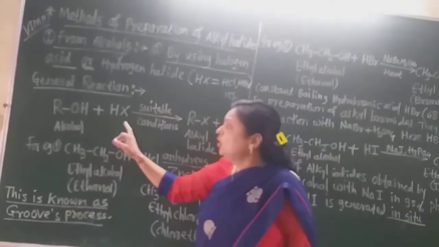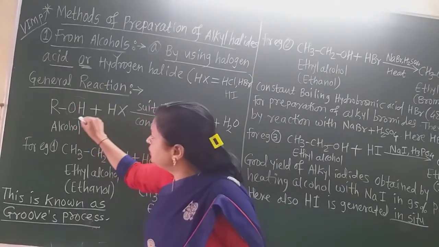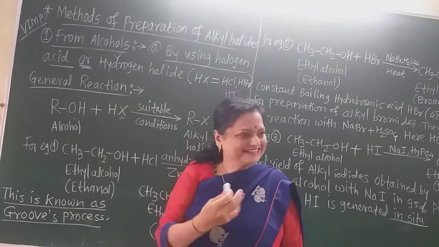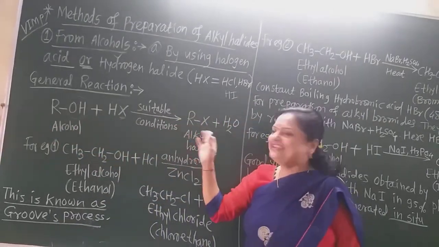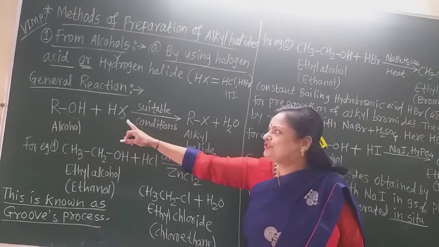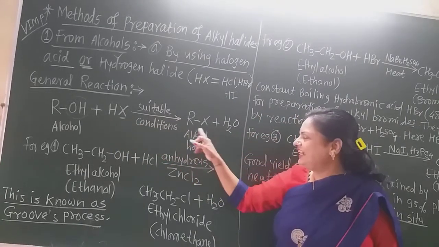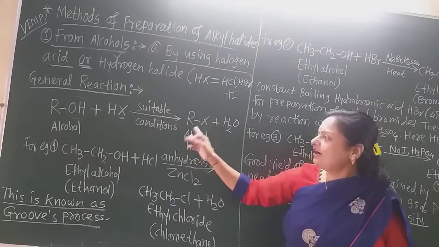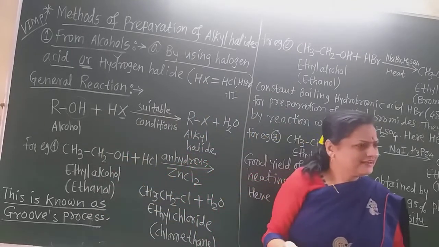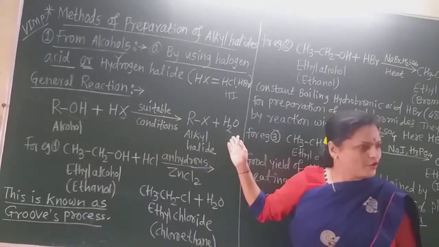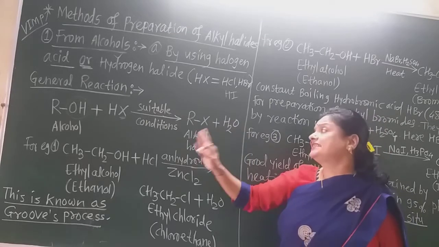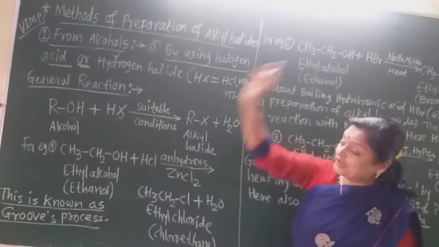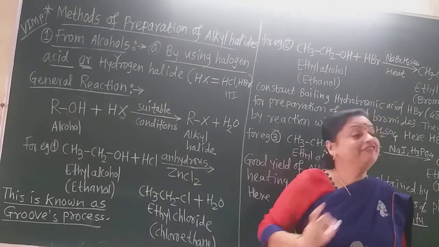Now what happened here? Only the OH group of the alcohol gets replaced by this X, and there is formation of alkyl halide. The X of this halogen acid replaces this OH, and this is the general formula of alkyl halide we obtain. And this OH and this H exactly form the water molecule. So the products are alkyl halide and water. Do you understand this?